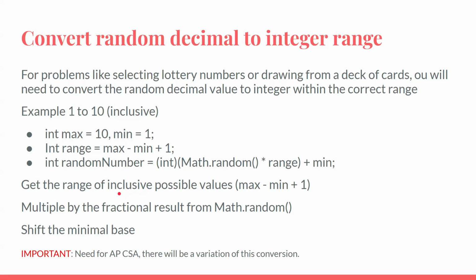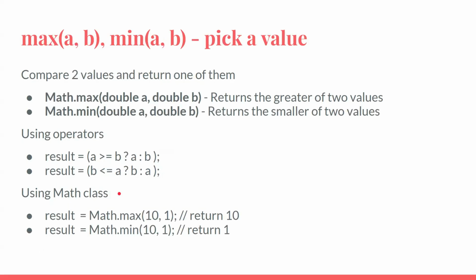There will be some variation of this question where you need to take the decimal random number and convert it into an integer range. It might even be more complex where you need the range and have two fixed decimal places as part of the random number. For the rest of the slides, I will talk about them quickly because they're not required for CSA, but still useful to learn. When you're given two numbers and you need to pick the larger one, use the max method. And use the min method to pick the smaller one.